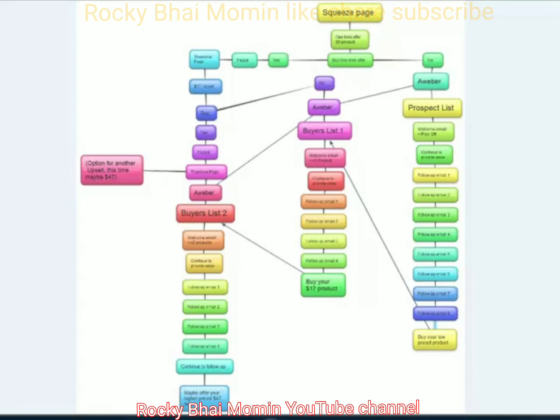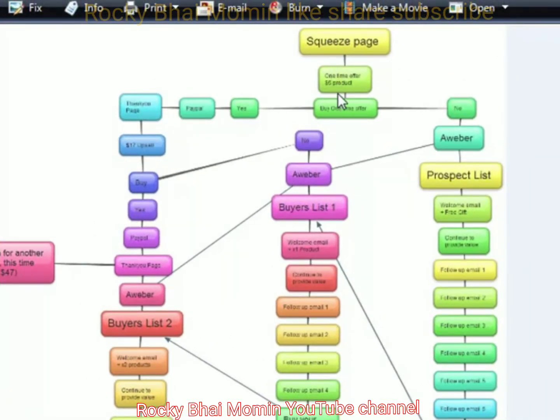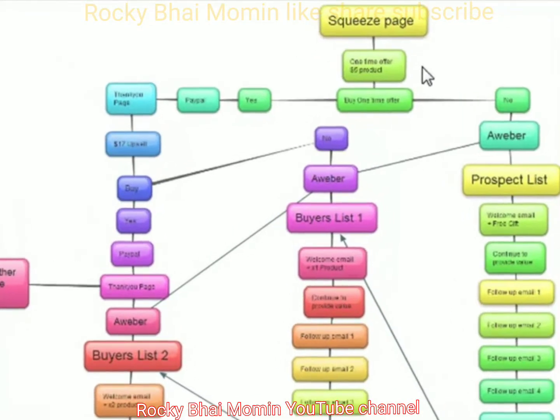So as you can see at the top here, we've got our squeeze page as normal. So people come into your squeeze page and you present them with the one-time offer, which, as I've told you before, you want to make between $5 and $11 for maximum conversions. Obviously anything more than $11, then your conversions are going to start getting really low.